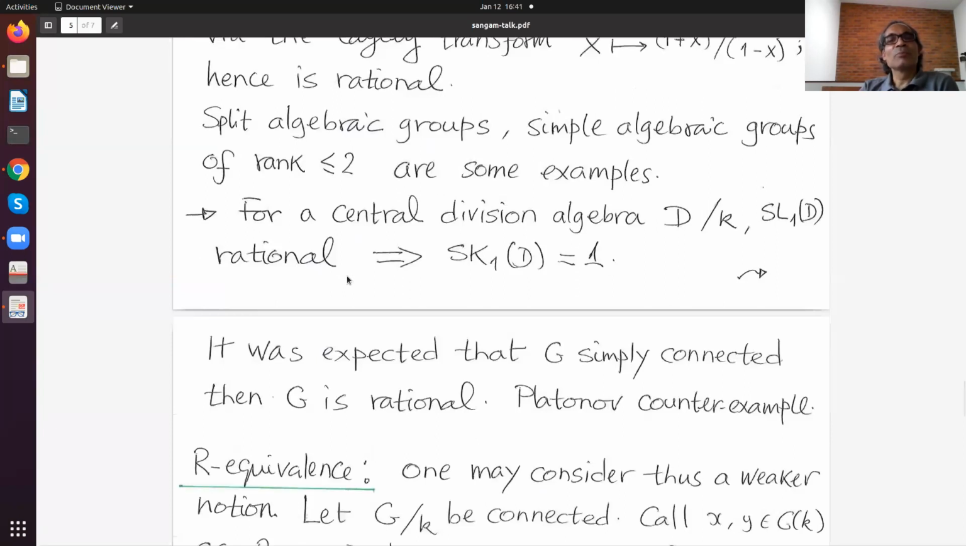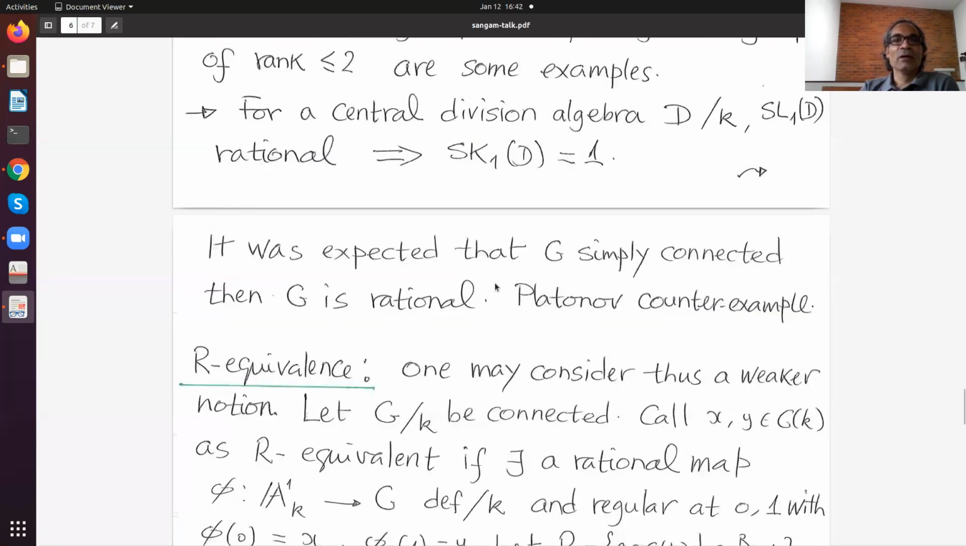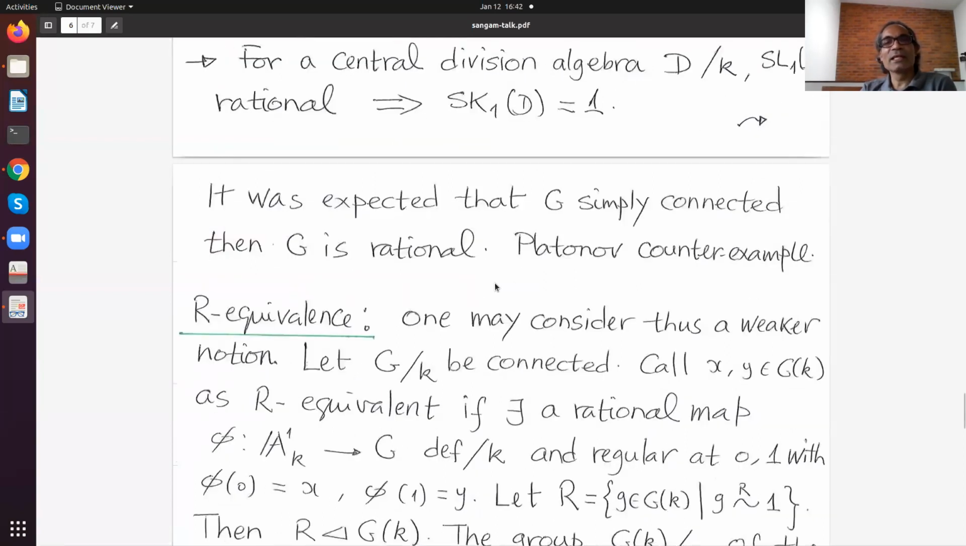And Platonov's result connects to this: for a central division algebra D over K, SL_1(D), which we know need not be rational. If it is rational, this implies SK1(D) is trivial. So the moment you produce a counterexample, non-vanishing of SK1(D) implies that SL_1(D) is not rational. So this is a bit too strong a notion for algebraic group theory. One can do with a little less.